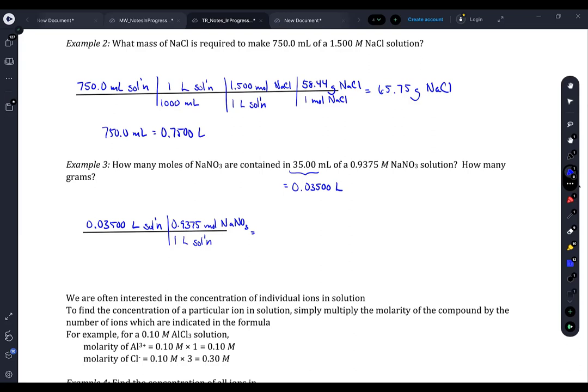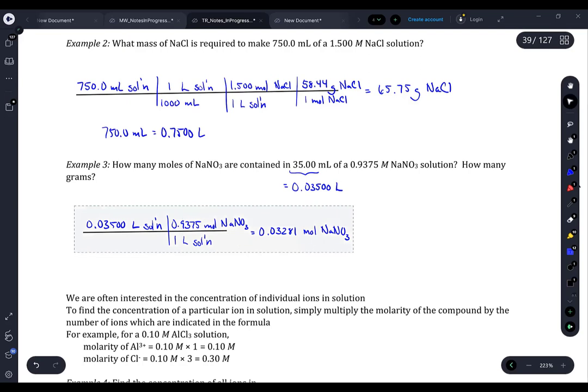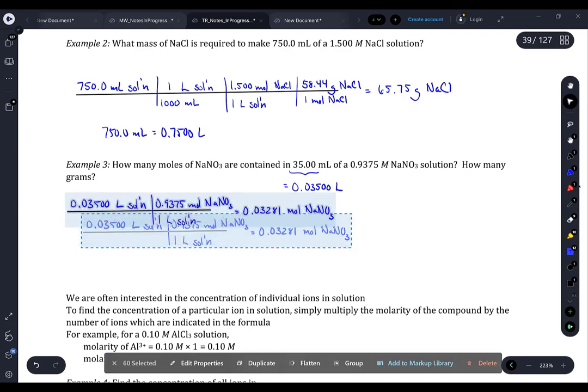0.035 times 0.9375 is 0.03281 moles, and then how do we convert that to grams? Yeah, we're just going to use the molar mass.